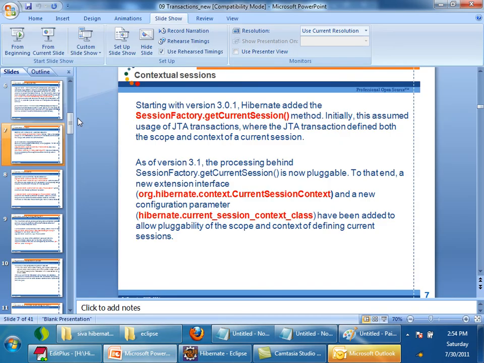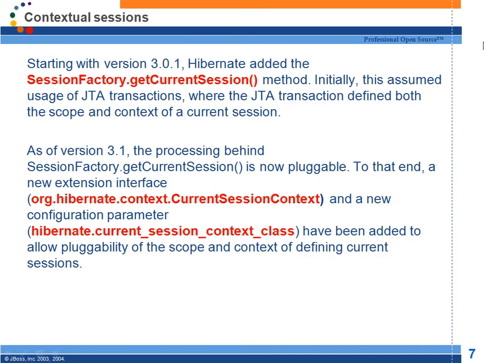Okay. Now this getCurrentSession method was not present before Hibernate 3.0.1 version. It was first introduced in Hibernate 3.0.1. Now we are using Hibernate 3.6.6 version, right? So this was introduced only with 3.0.1.